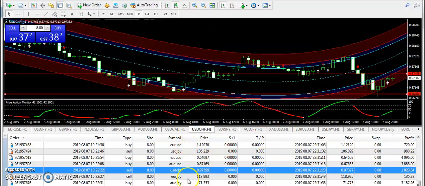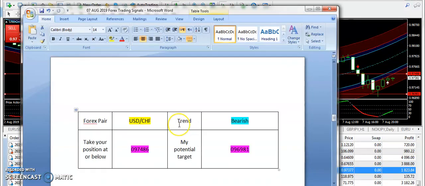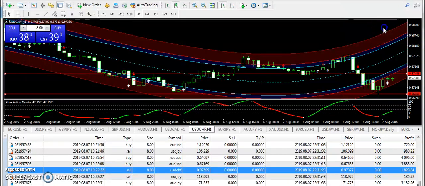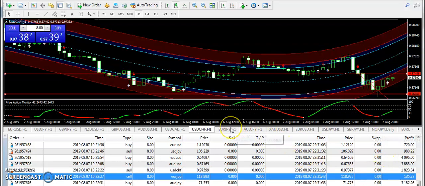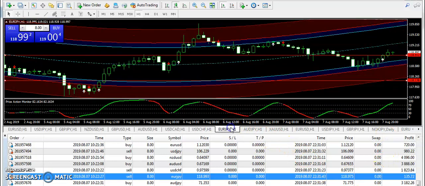Okay, now let's talk about the USDCHF, another satisfied signal of the day. USDCHF with a bearish expectation from 0.97486 and 0.96981 was the target price. And guys, you can see the drop is here, and within the 4-hour time frame we have hit the target price with no problem. So congratulations to the traders who have taken the sell positions today on USDCHF.